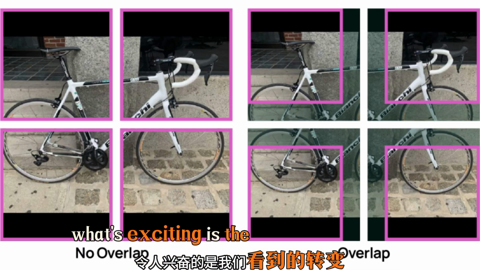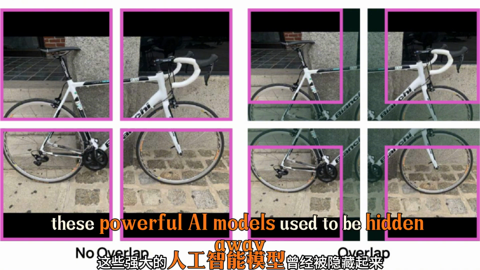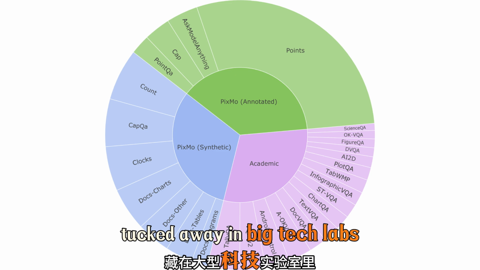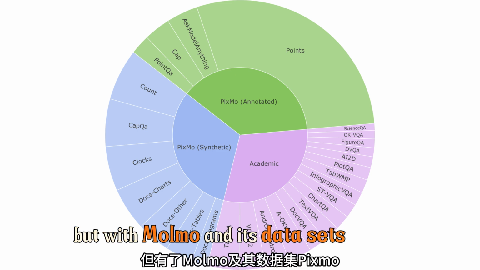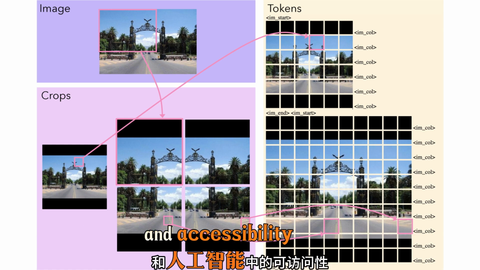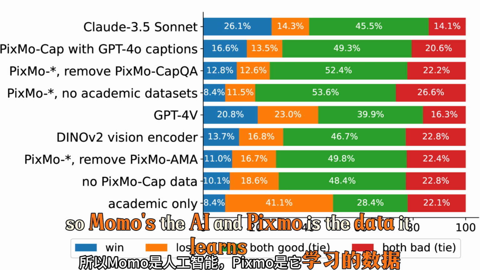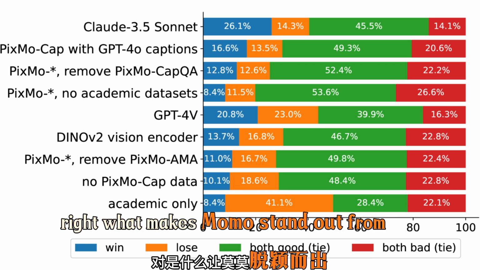What's exciting is the shift we're seeing. These powerful AI models used to be hidden away, tucked away in big tech labs. But with Molmo and its datasets, PixMo, we're entering a new era of transparency and accessibility in AI. Okay, so Molmo's the AI and PixMo is the data it learns from, right? What makes Molmo stand out from the crowd?